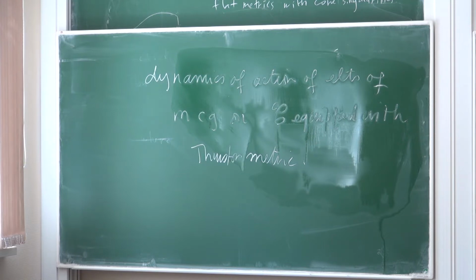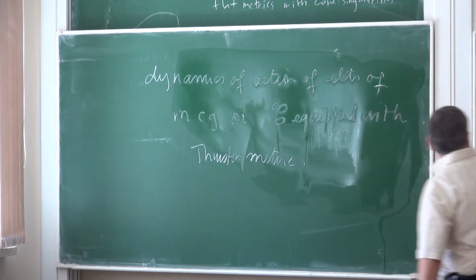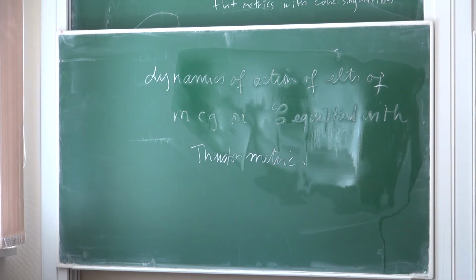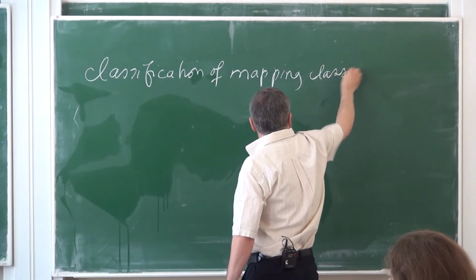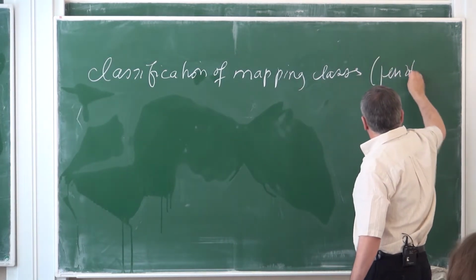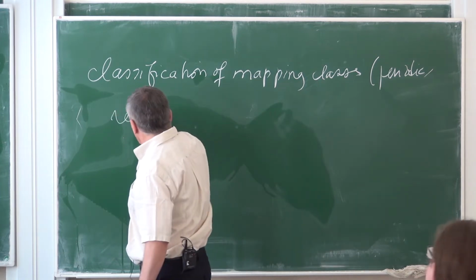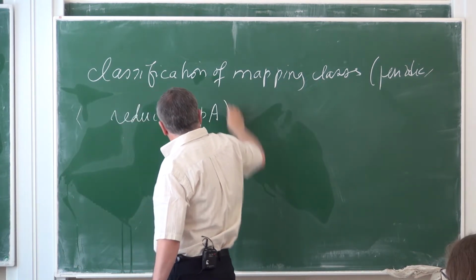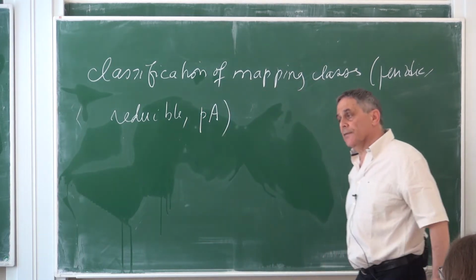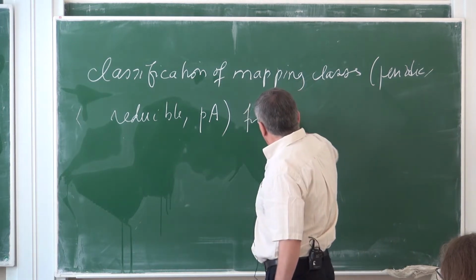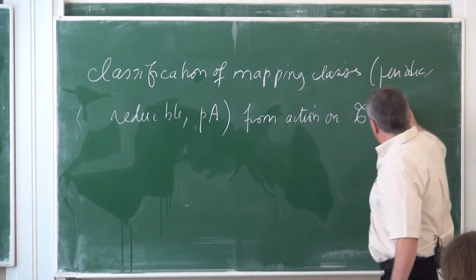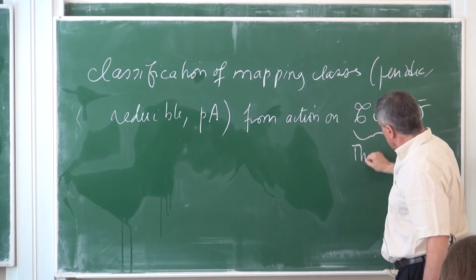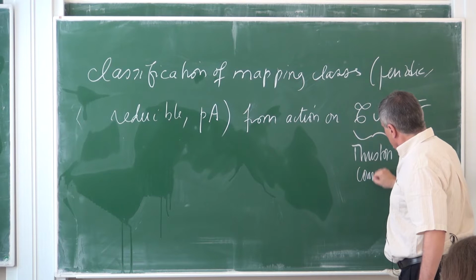So you see, I explained to you the classification of mapping classes into, well, we said periodic, reducible, and pseudo-Anosov. This was a result originally from the action on Teichmüller space union Thurston boundary. So this is Thurston's compactification.